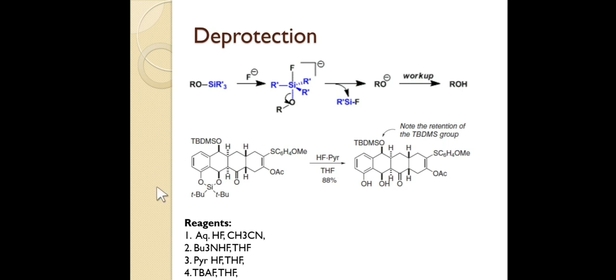So this is the example. Here, 1,3-diols are protected with the help of silyl acetal, and after treatment with HF pyridine we get the free diol. So these are the reagents for the deprotection of silyl acetal.